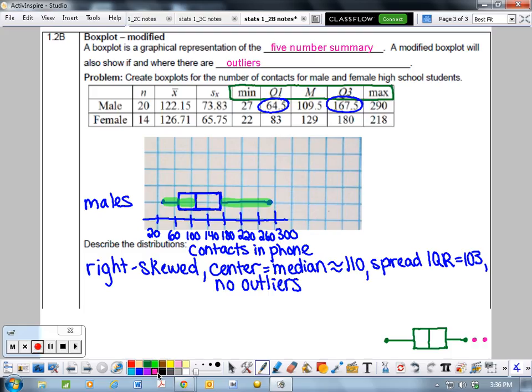So with females, our lowest value is 22. Our first quartile is 83. Our median is 129. Our third quartile is 180. And our max value is 218.